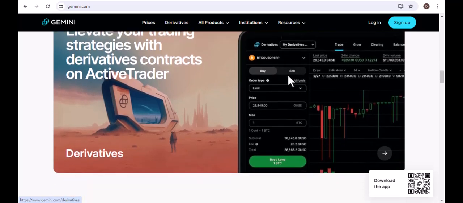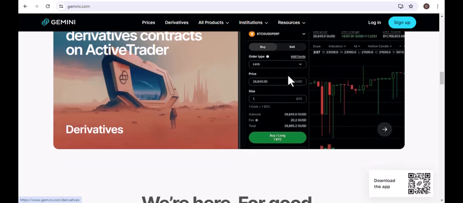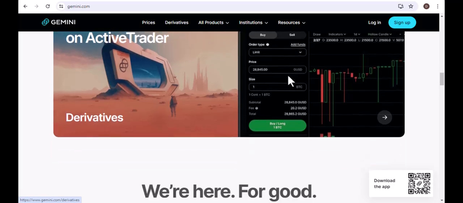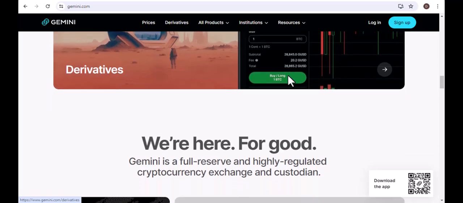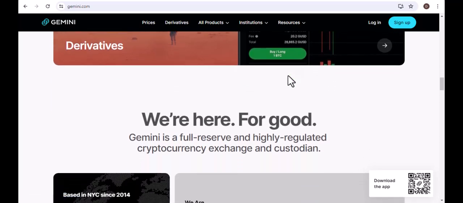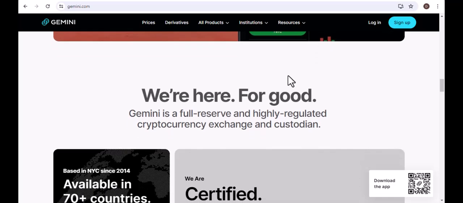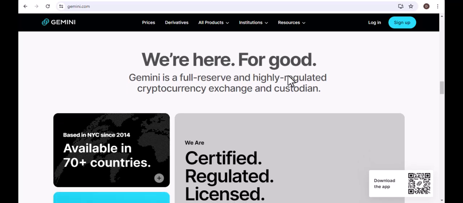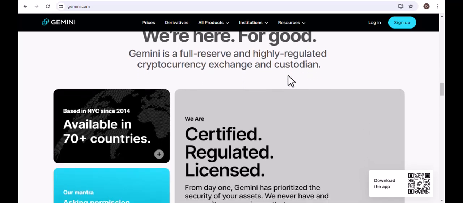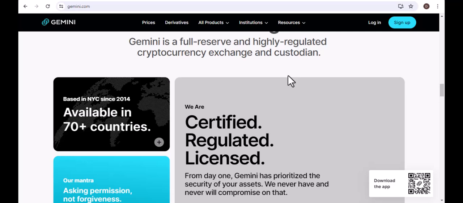While the standard Gemini interface is fantastic for straightforward spot buys and sells, ActiveTrader unlocks advanced charting capabilities, a more detailed order book, expanded trading pairs, and sophisticated order types that allow for more nuanced trading strategies. It's ideal for day traders, swing traders, or anyone who wants to take their crypto trading seriously.